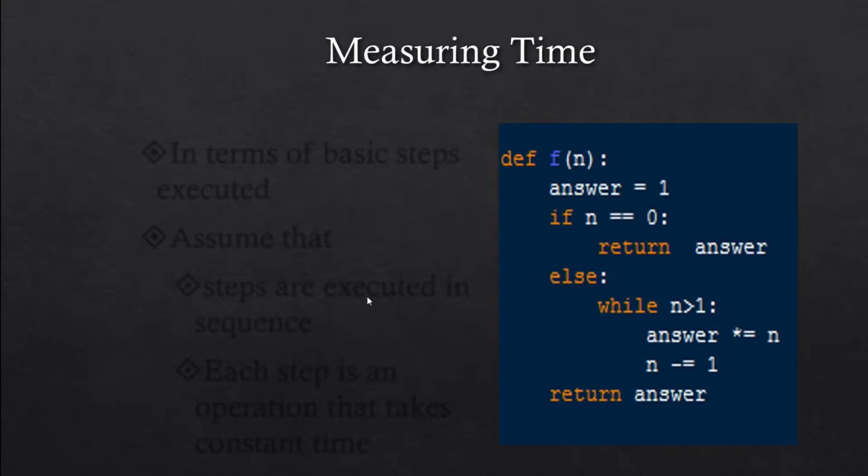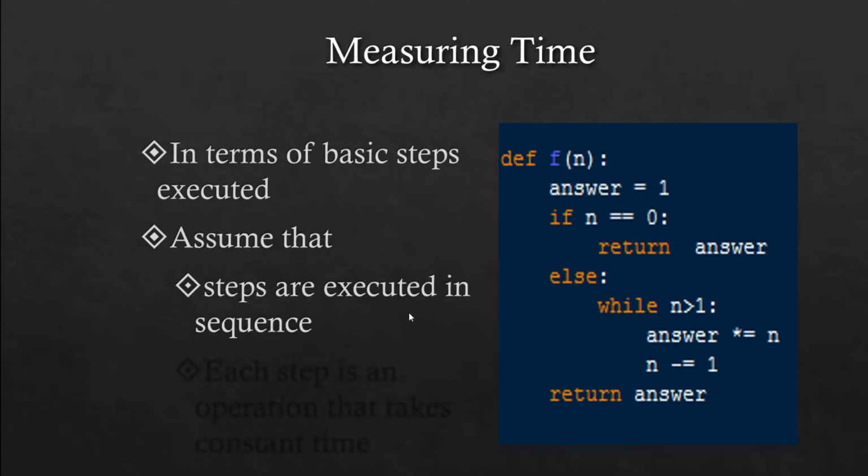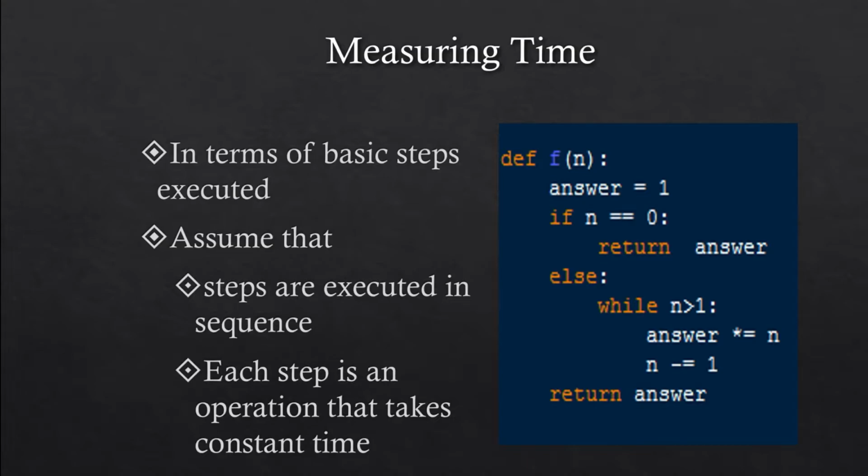Let's look at how we measure time. We count in terms of the number of steps executed. Assume that steps are executed in sequence, and that each step takes a constant time. So this is how we think. That means every step your program takes, we just assume the same amount of time, regardless of what operation is being done. Let's look at how we can use this to help us calculate.